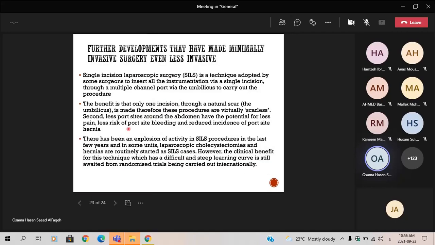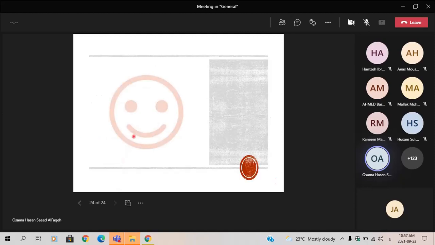واخر شيء هون السلايد الاخير بحكي لك انه اللاباروسكوبيك سيرجري هو مينيمال انفيزيف، ولكن صار في تطور وصلنا للليس انفيزيف اسمه سنجل انسيشن لاباروسكوبيك سيرجري. بدل ما نعمل اكثر من بورتس ونعمل العمليه فيها، فاحنا بنحتاج لبورت واحده اللي هو بتكون على منطقه الامبلايكس، بتكون هي ناتشرال سكار، ما في يعني سكارلس بدون اي سكار، وبورت واحده يعني سيجن واحده بندخل منها كل اللاباروسكوب وبندخل فيها الانسترومنت. بتكون ليس بين وليس ريسك اوف بليدنج وليس ريسك كمان للهيرنيا، وبتكون هي من كل النواحي احسن من اللاباروسكوبيك الموجود حاليا، ولكنها لساتها difficult and steep learning ولا زالت في الراندومايزد ترايلز اللي هو التجارب العشوائيه، فما انتشرت انترناشونالي. وهيك بنكون وصلنا لاخر محاضره اليوم اللاباروسكوبيك سيرجري.